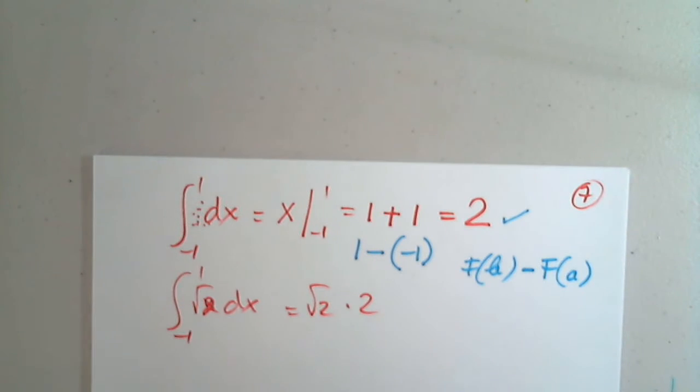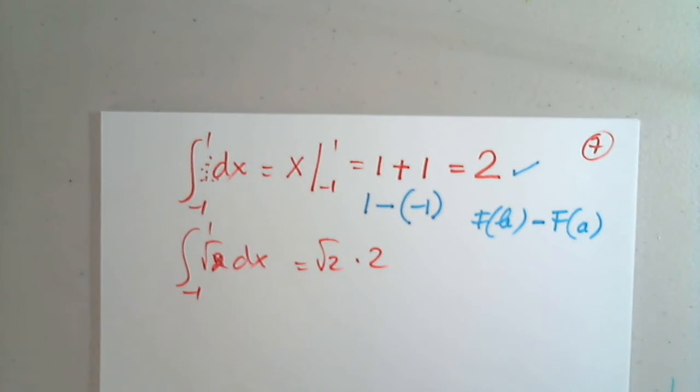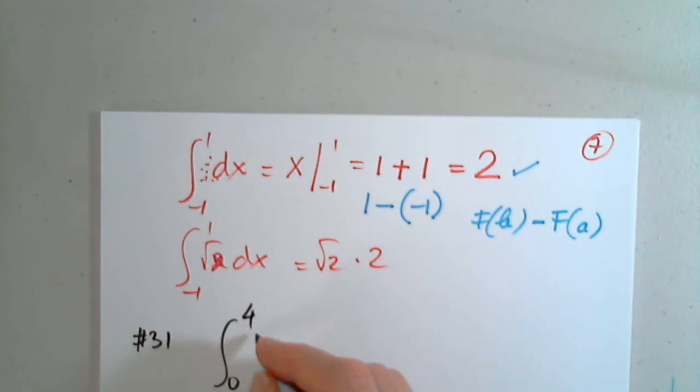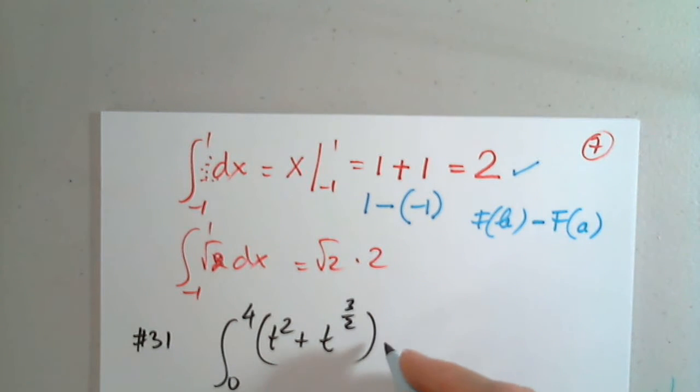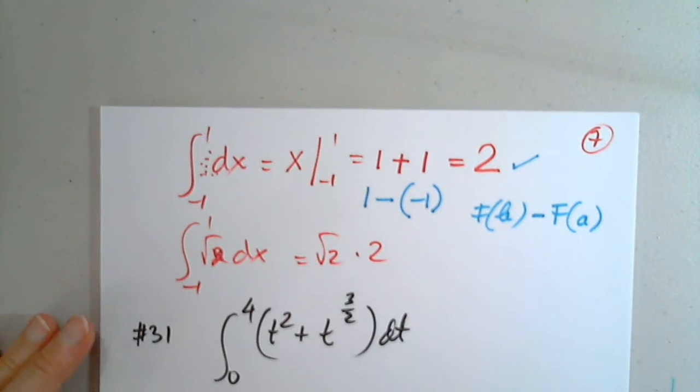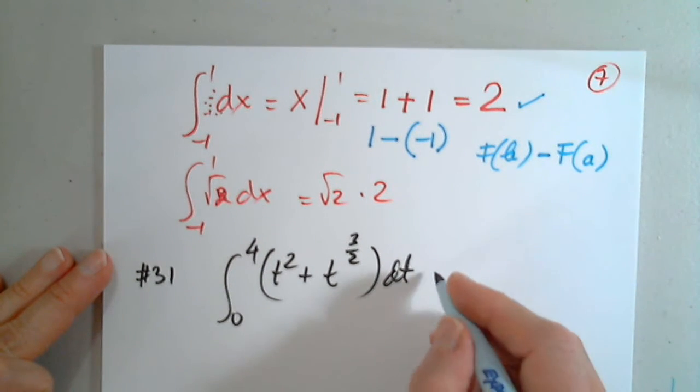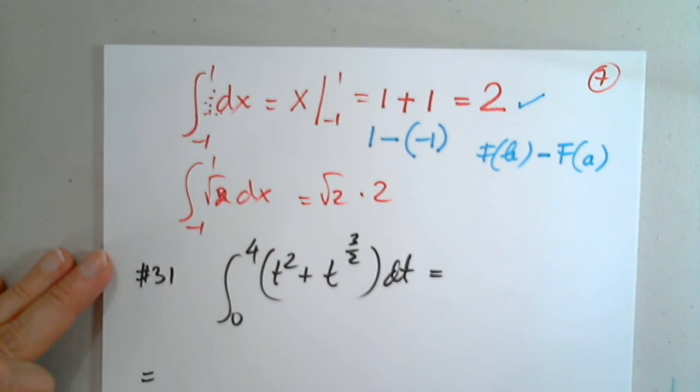I would like to start with 31, and then you'll choose the next. In 31, we have the integral from 0 to 4 of t squared plus t to the 3/2 dt. Okay, so it's all about the antiderivative. The antiderivative of t squared is t to the 3rd over 3.